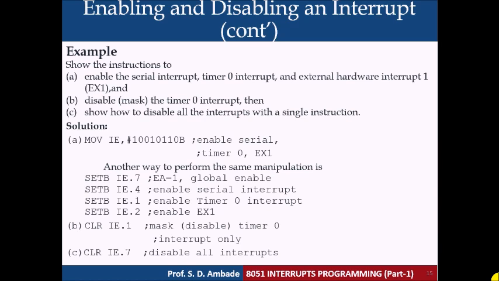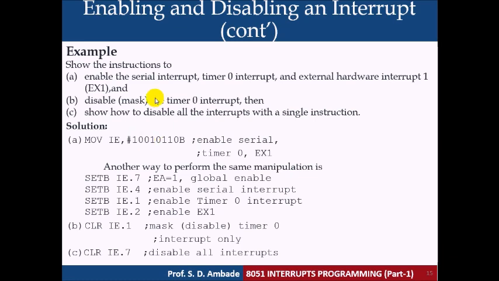So first we go through A: MOV IE, #10010110B. The 1 is for the EA bit. The 0 is no use. The next 0 is used in the 8052 microcontroller. Then 1 is for the serial interrupt. We have to enable the serial interrupt, so for that the serial interrupt bit should be 1.